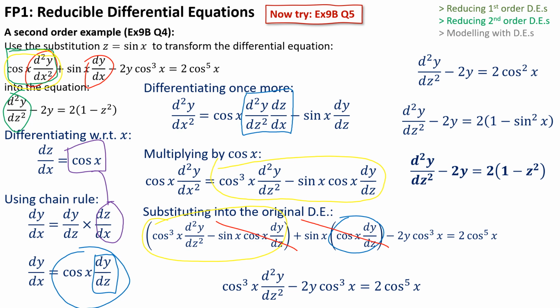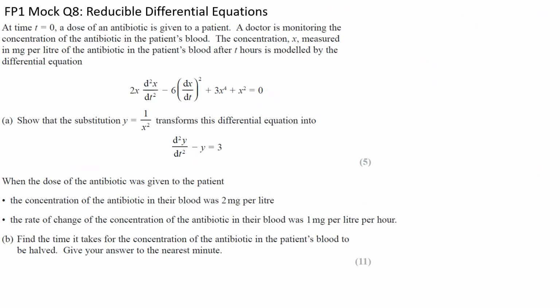When you're ready, we're going to do a couple more examples. This question is a good example of a modeling situation. This is from the mock paper for Further Pure 1, and they're describing an antibiotic which is given to a patient. We're monitoring the concentration of the antibiotic in the bloodstream. The concentration is given by x, and the time that goes by in hours is given by t.